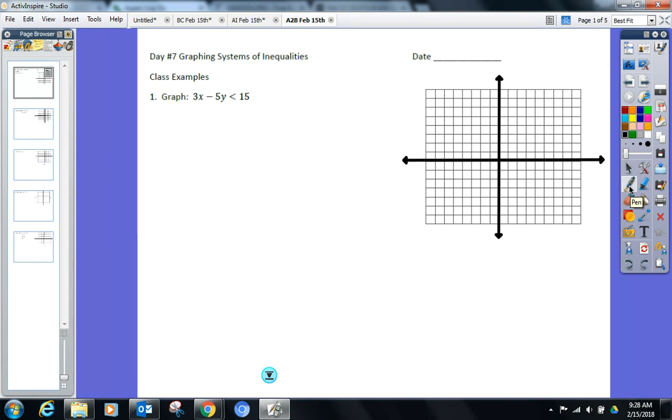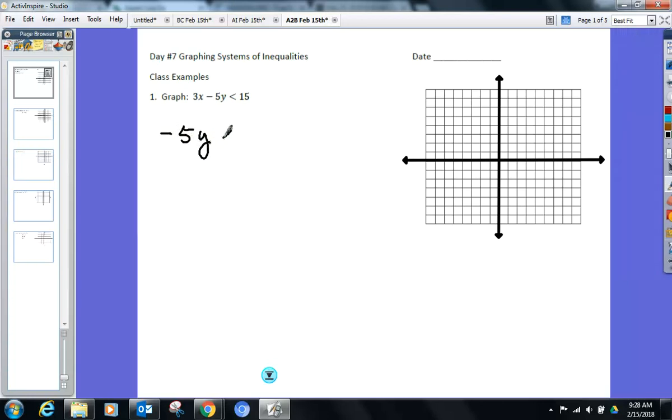All right, first thing, before we start graphing anything, you need it in y equals form. Y by itself. So that's what I need your help with. How do I move that 3x over? Subtract it. So I'm going to have negative 5y less than negative 3x plus 15. I always like the x to come first, and I'll show you why after we're done here. Y is still not by itself.